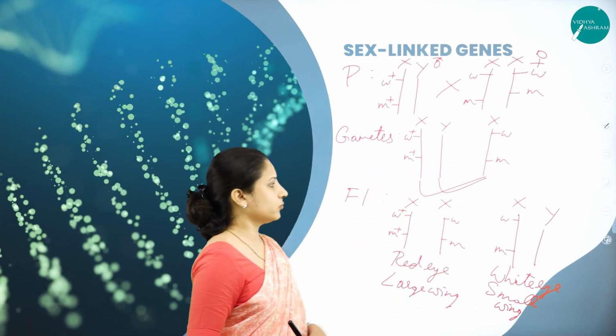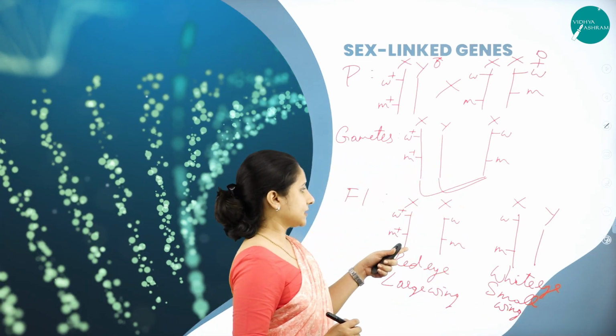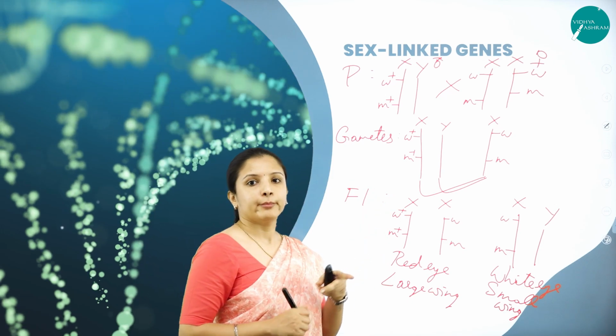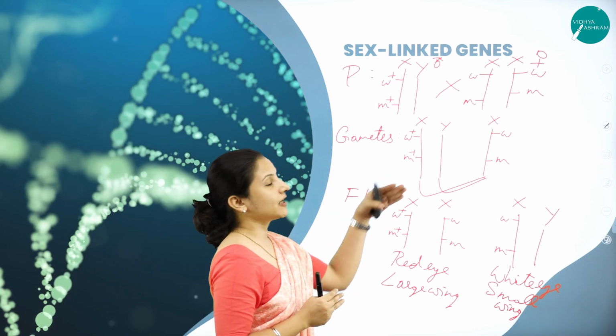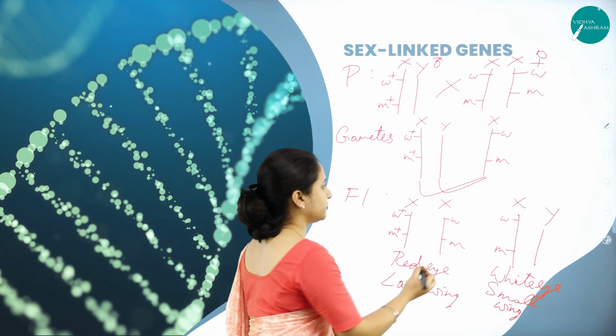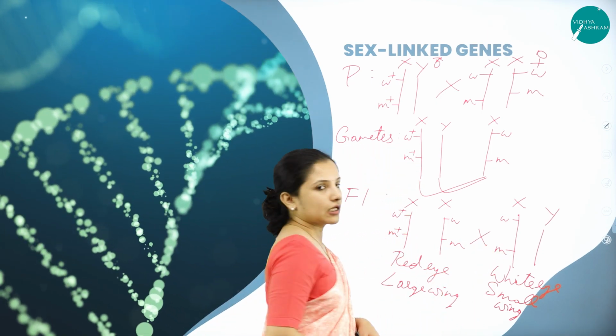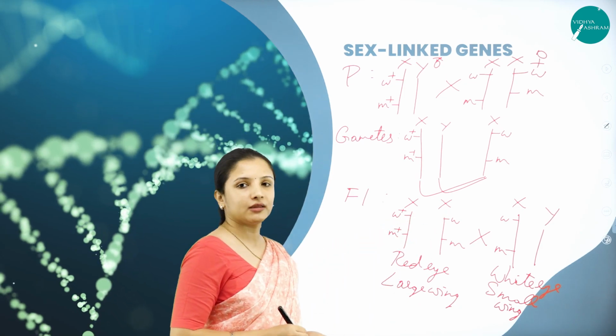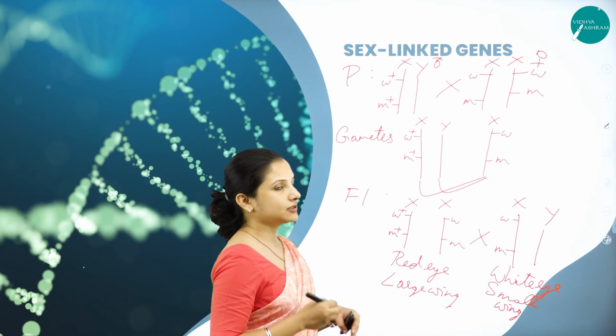Small or miniature wing. So this is how it takes place here. Again, Morgan was not satisfied with this particular experiment. So again, he made a cross between the F1 generation itself. So we shall see what happens.